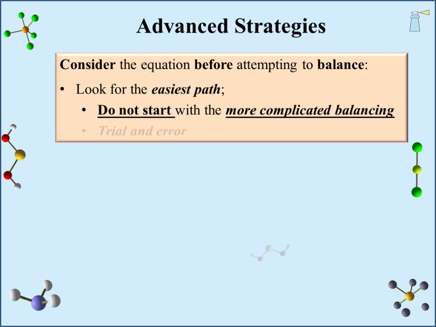And then there is trial and error. Don't be afraid to make a mistake and back up and try balancing a different atom first. These are basic considerations. More specific considerations, which were introduced in the example problems of the Balancing Chemical Equation lecture, will be covered here in more depth.